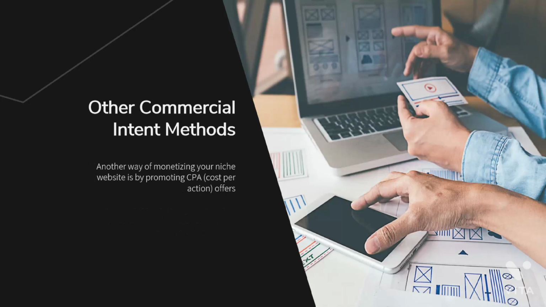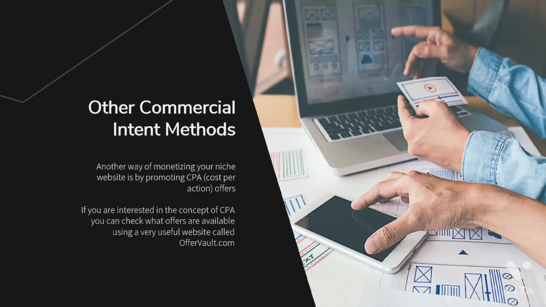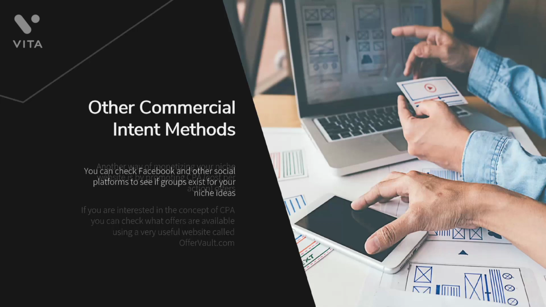Another way of monetizing your niche website is by promoting CPA, cost per action offers. Usually these offers will pay small commissions to you for your visitors providing specific details such as an email address. This is much easier than making a sale of a product. If you are interested in the concept of CPA, you can check what offers are available using a very useful website called offervault.com. All you need to do here is to enter your seed keyword into the search box and you will see all of the relevant CPA offers displayed.